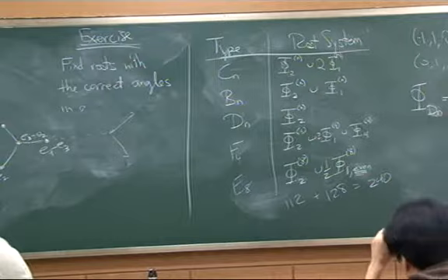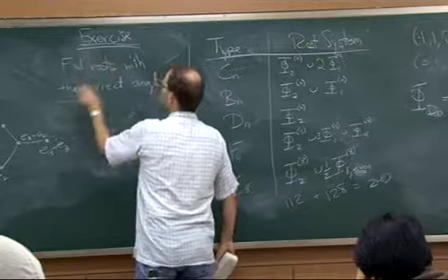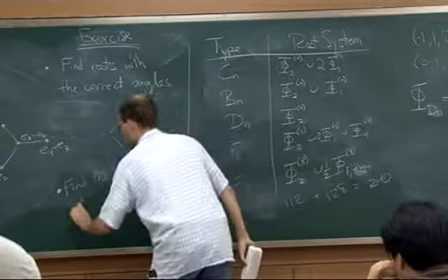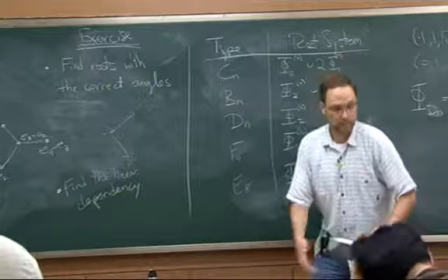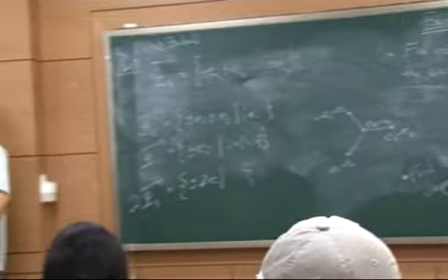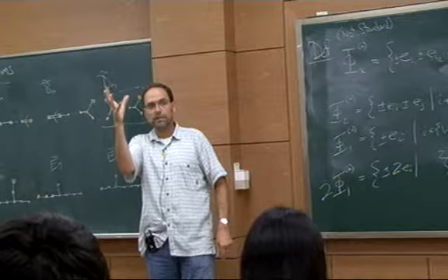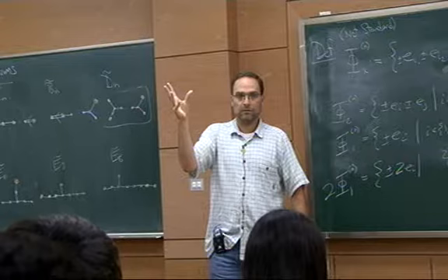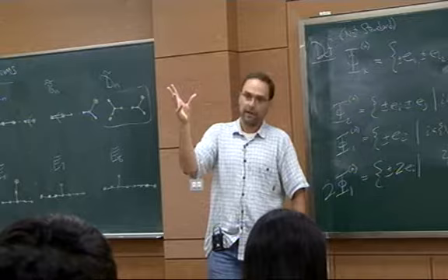So find roots with the correct patterns. And the second part of this is, find the linear dependency. Because once you find these roots, this is n plus 1 vectors in Rn. And we know they're linearly dependent. If you find something with those angles, you're going to find vectors that are linearly dependent. Find the linear dependency. Turns out there's an essentially unique linear dependency among the roots. And you'll notice some very interesting things.